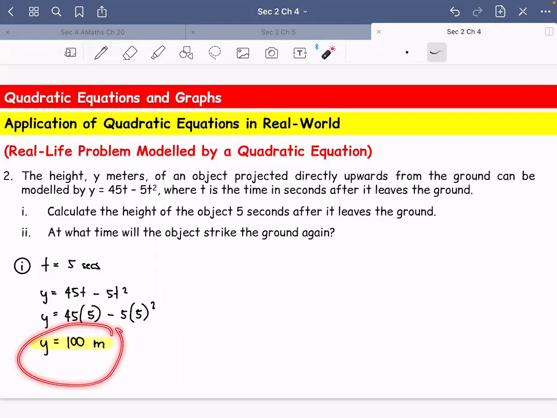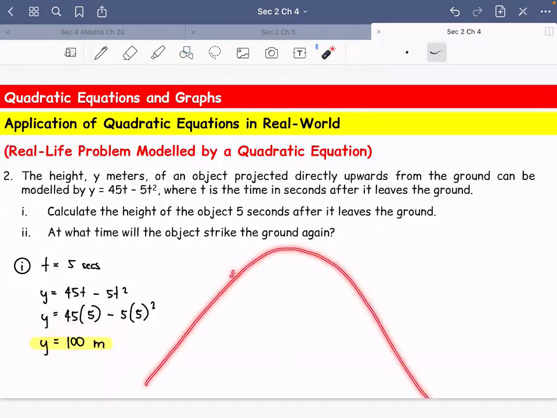Do you have any questions, class? Okay, so that's the height of the ball or the object after 5 seconds. So again, the projection is always like that. After, let's say, 5 seconds, the height of the ball is 100 meters from the ground.